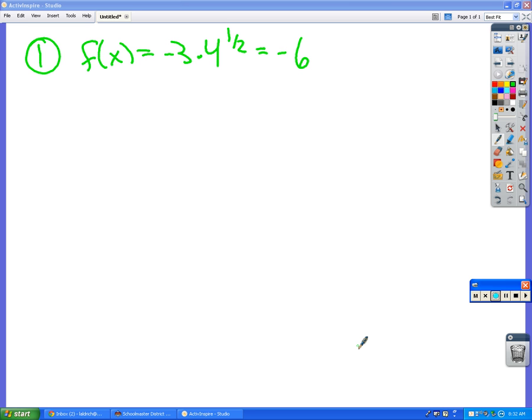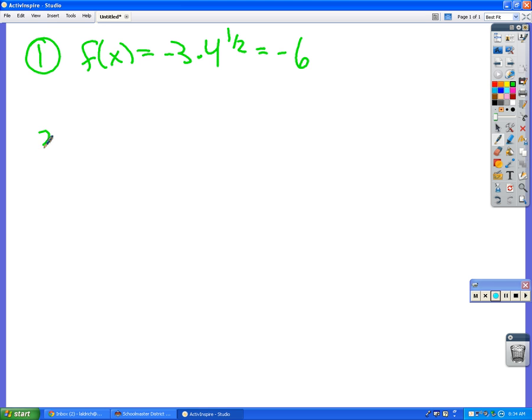All right, so the first one should be easy. You just take and plug in 1/2 for x. 4 to the 1/2 means what? Square root. Okay, so you put in 1/2, 4 to the 1/2. What does 1/2 as an exponent mean? Square root. So the square root of 4 is 2, and 2 times -3 is -6, okay?